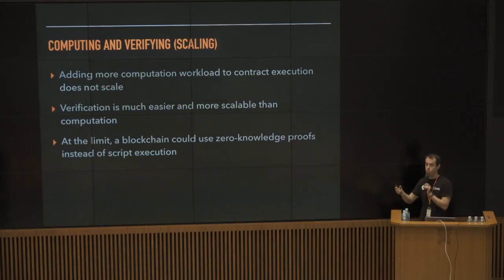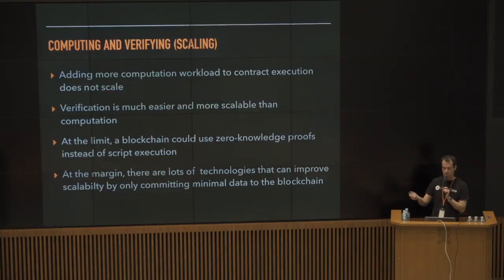So really, we just need a proof. We don't need the execution. But at the margin, there are lots of technologies in Bitcoin that can improve scalability by only committing minimal data to the blockchain, right? So instead of having the whole script on the blockchain or all of the conditions on the blockchain, if you can provide a proof that the conditions have been met, that's a lot more efficient and scalable.